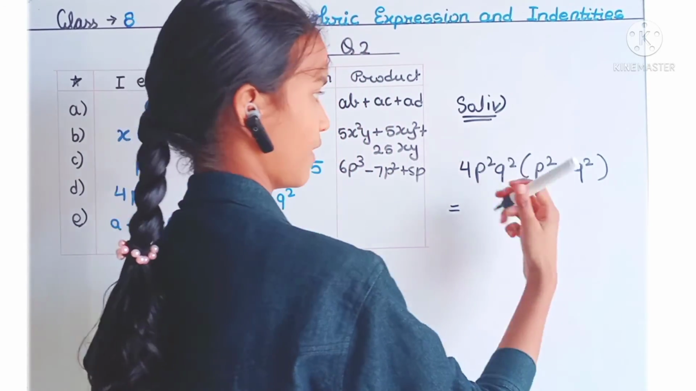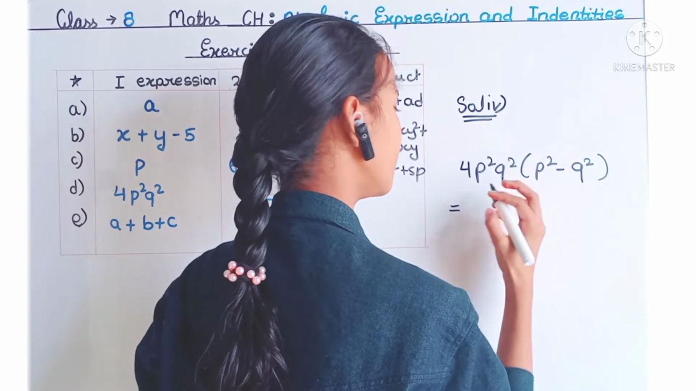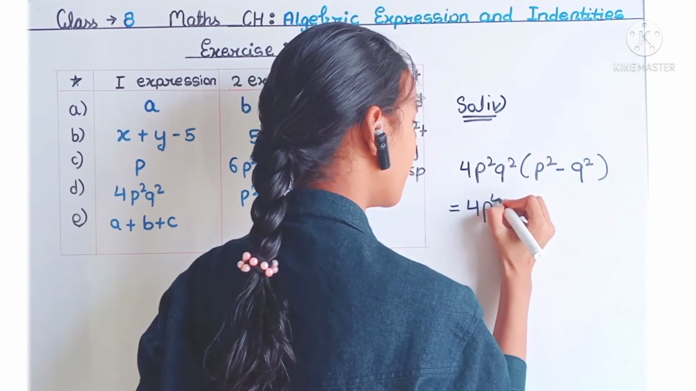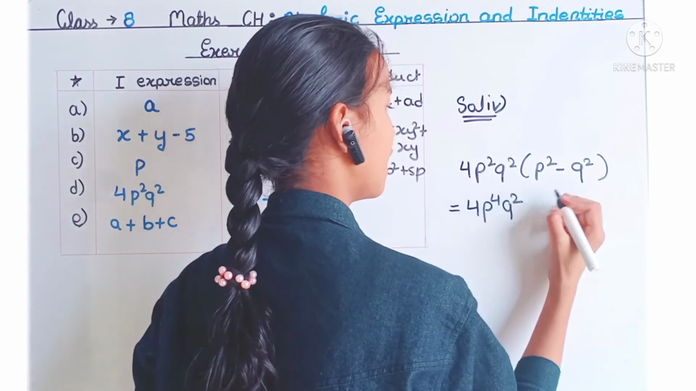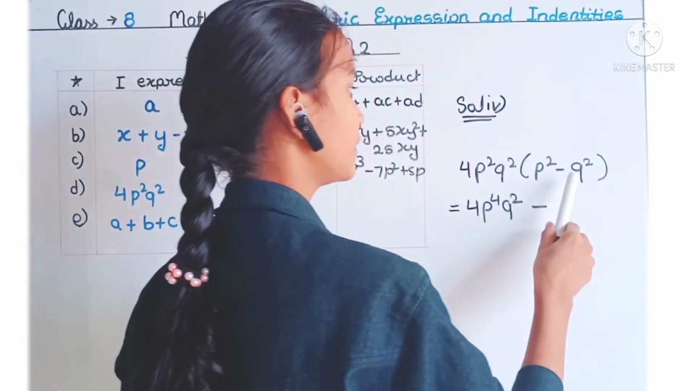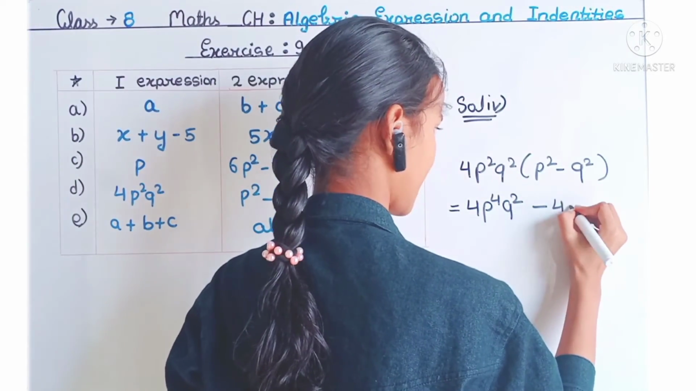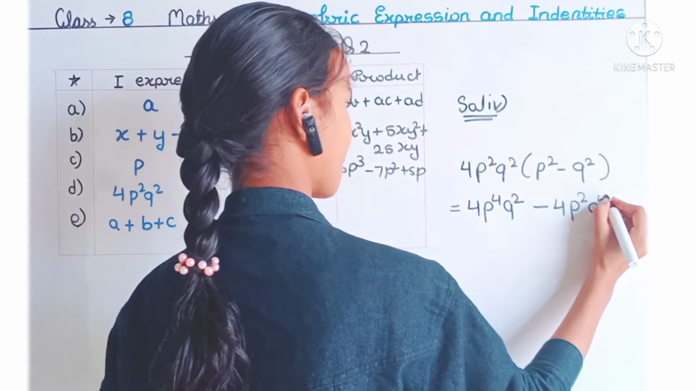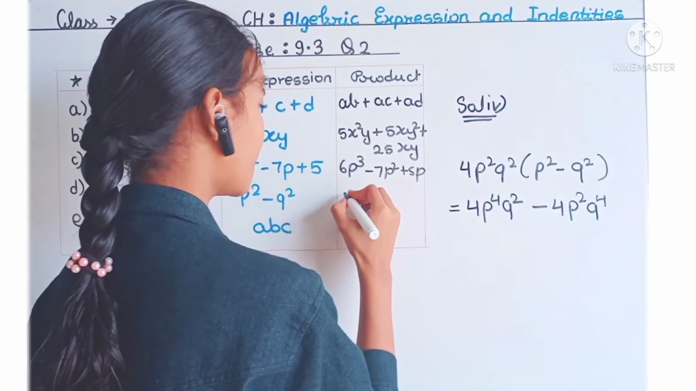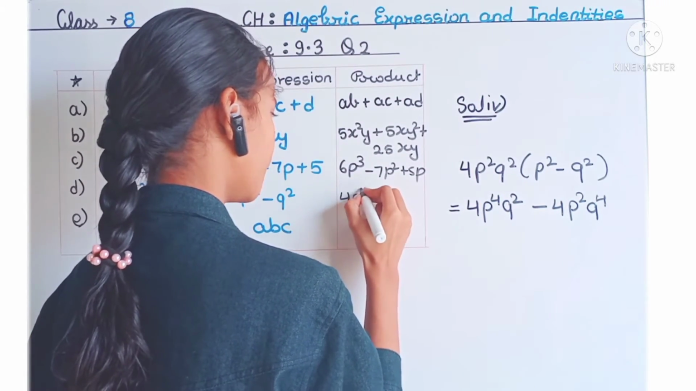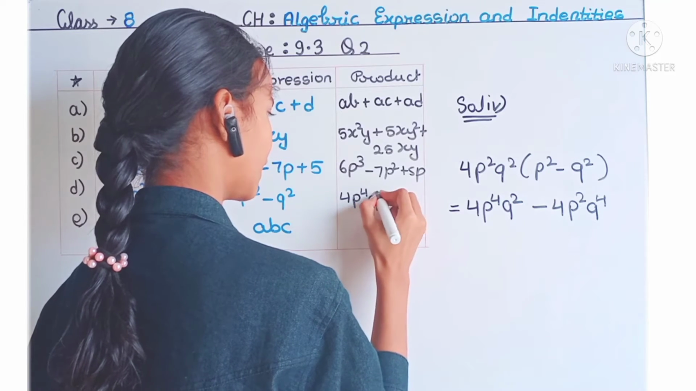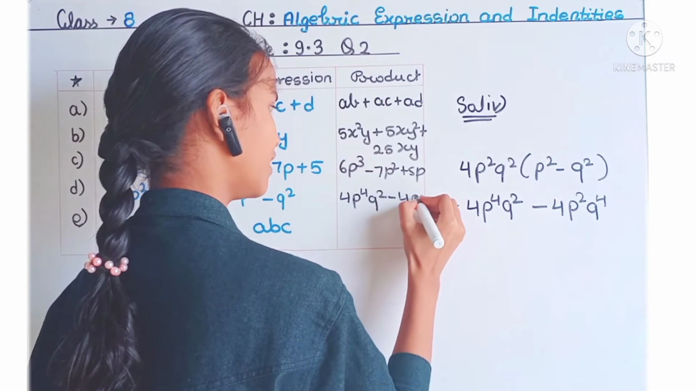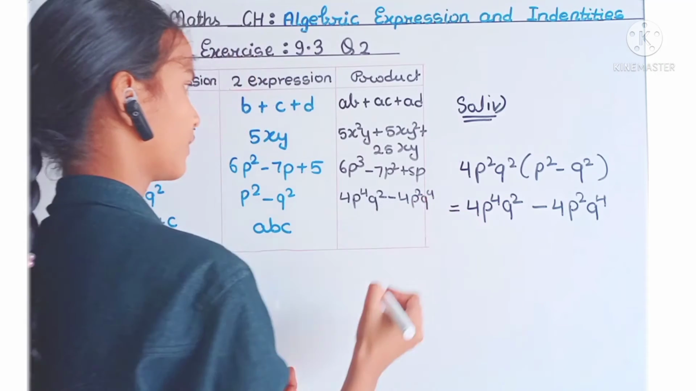So p square into p square, we get 2 plus 2, the powers will be added, so p to the power 4 and q to the power 2. माइनस साइन रिमेन सेम. So in this the power of q will be added, nothing else. Got the answer of the fourth part also, that is 4p4q square minus 4p square q4.